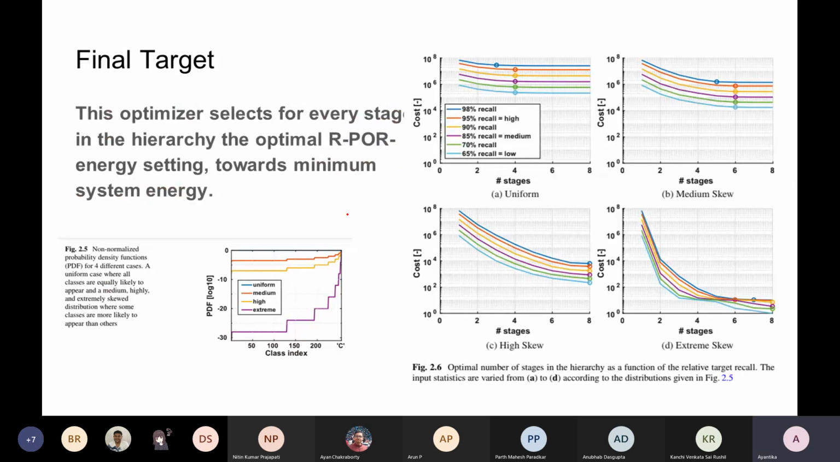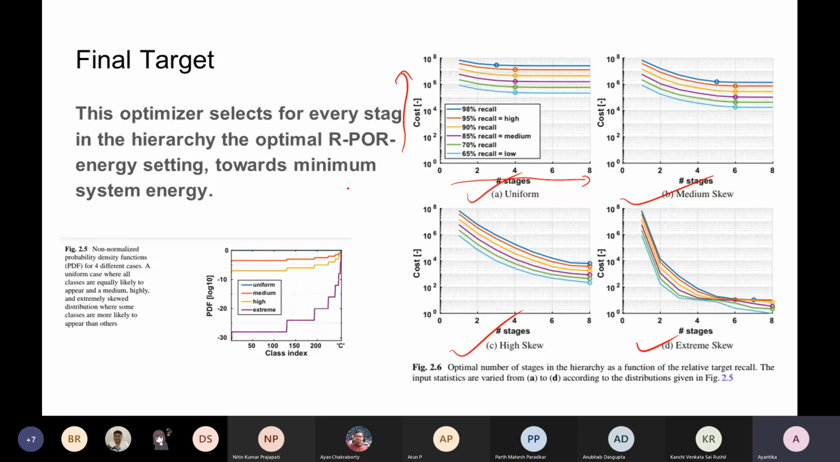Okay. So this way you can see here, if you observe these 4 graphs, with the number of stages you can see the variation in the cost. And this variation was observed for uniform data, medium skewed data, highly skewed data, and extreme skewed data.